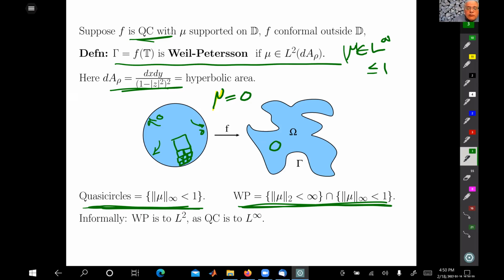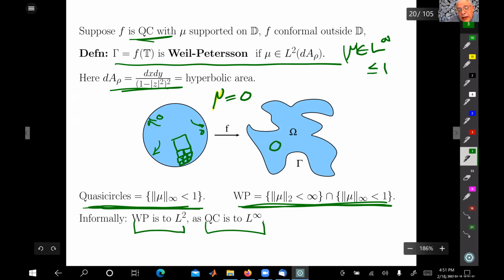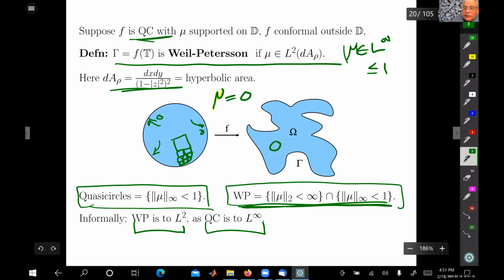And so informally, you know, Weil-Petersson class is to L2 as QC is to L infinity. And one of the points is that L2 is much easier to understand than L infinity. I mean, a Hilbert space is much easier than a Banach space like L infinity. So basically everything we know about quasi-circles, there should be an easier, simpler analog of it for the Weil-Petersson class. And I'm going to try to convince you that that's really true.